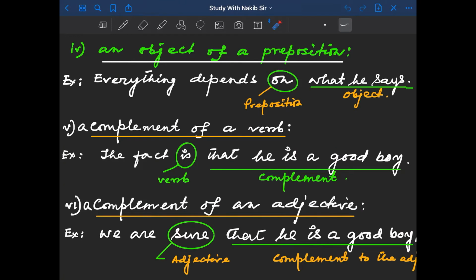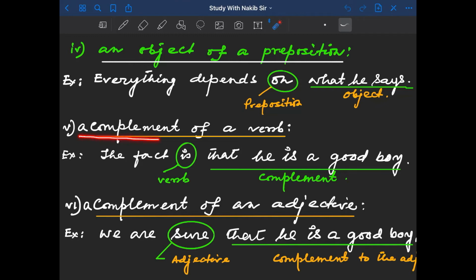A subordinate noun clause is used as an object of a preposition. See the example. Everything depends on. This is a preposition and the next part is the place of the object of the preposition. So everything depends on what he says. What he says is a subordinate clause, and this subordinate clause is used here as an object to the preposition on. For this it is a subordinate noun clause used here as an object to the preposition on.